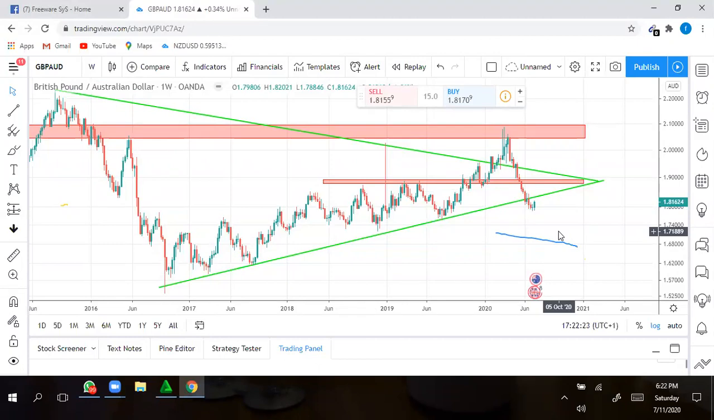Why do we buy? Why do we sell? We will buy and sell a currency when the exchange rate is low or high. So we will need to understand the exchange rate of a particular currency pair. We will buy when the exchange rate is low and sell when the exchange rate is high.